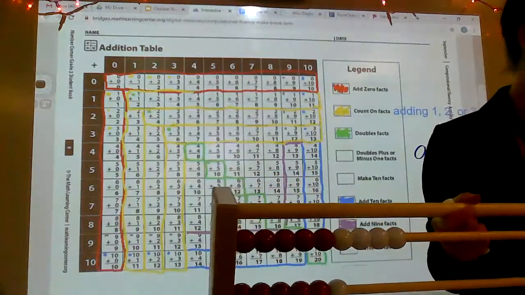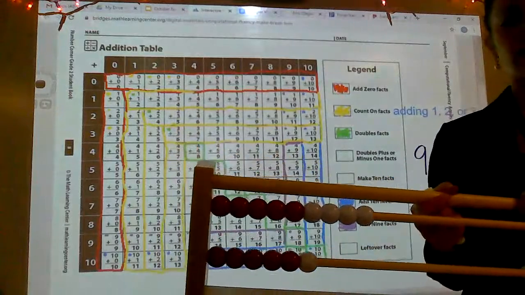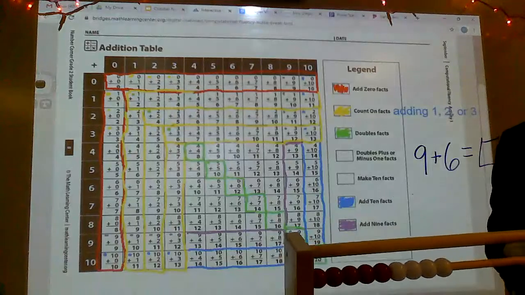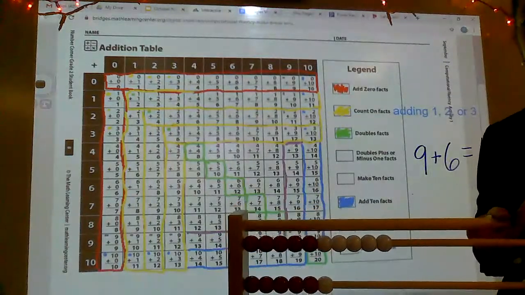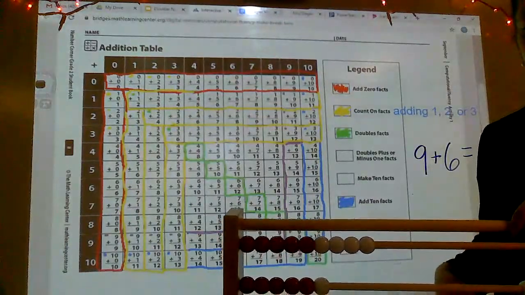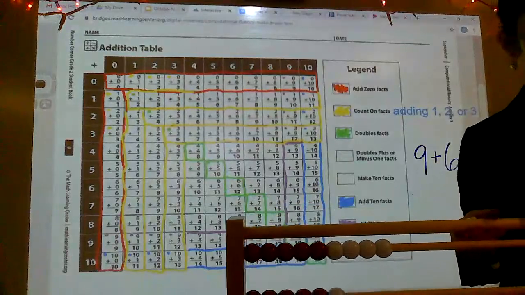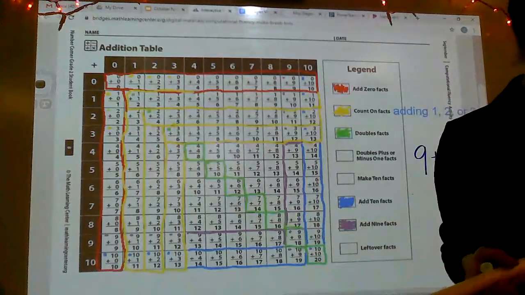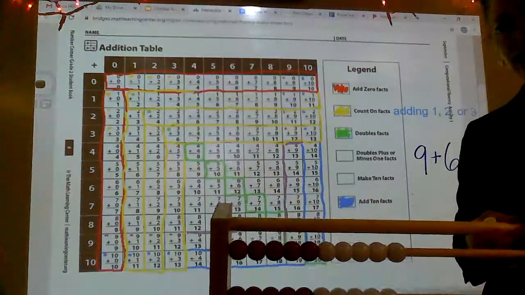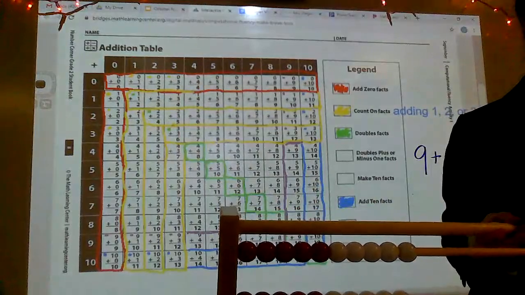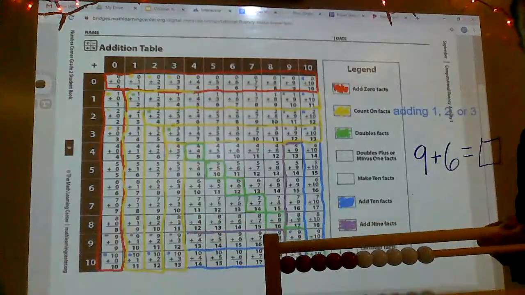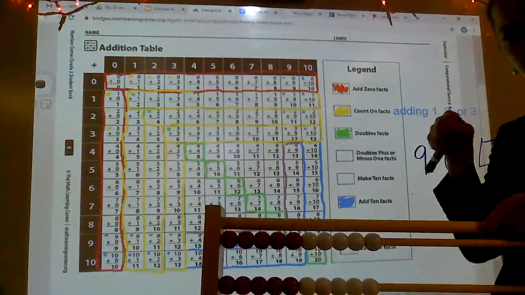Now, some of you might think like this. You might see 9 plus 6, and you might think of that add 10 fact and think in your mind, well, I know 10 plus 6 is 16, but I have to take 1 away. 1 less than 16 is 15. How many of you did it that way? So, you can use your add 10 facts to help you figure this out. You know 10 plus 6 easy, and it's just 1 less.